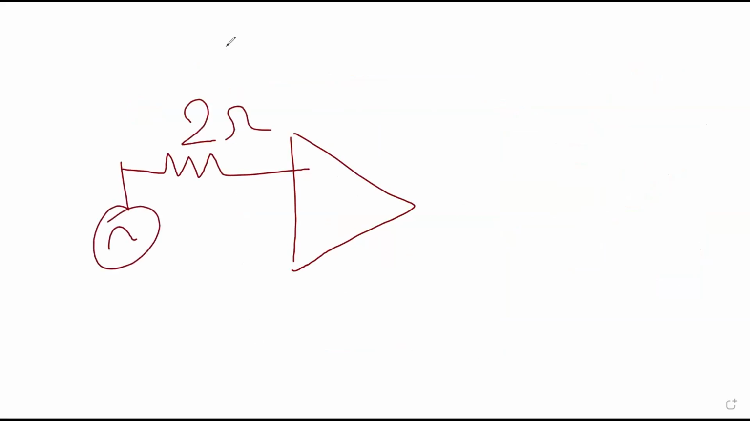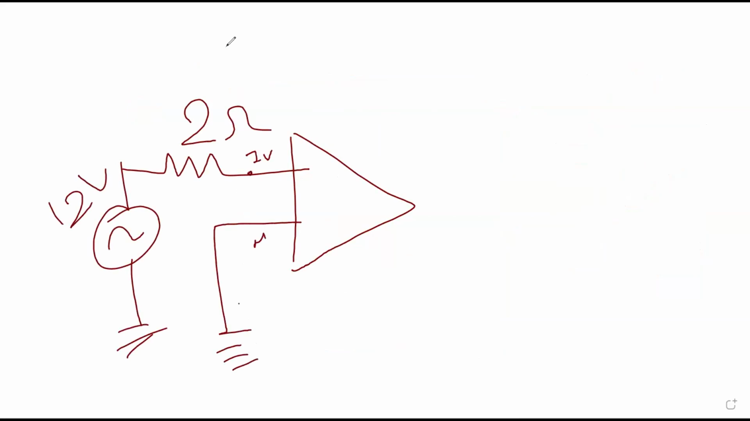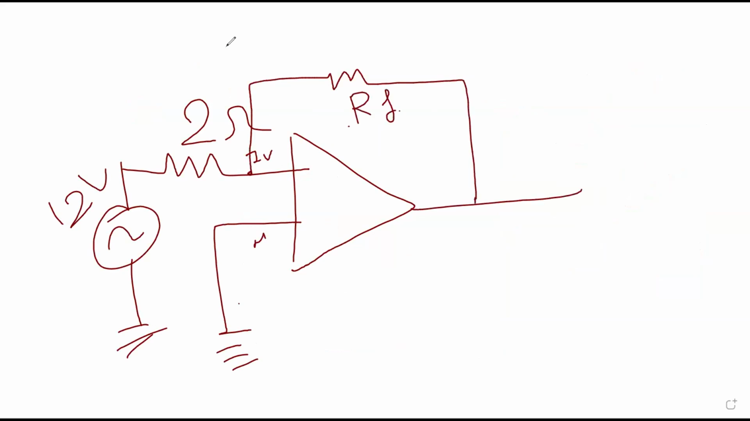Here you can give the input signal. The input signal may be 12 volts. This is the inverting input and this is the non-inverting input. Here one current is flowing. This is RF, the feedback resistor. This is the output, and what is the value? If a positive signal is applied here, you will get a negative answer from the output. But you need to calculate it.